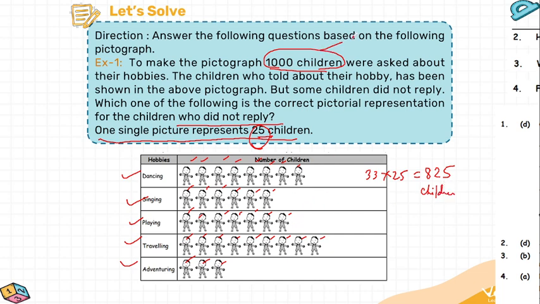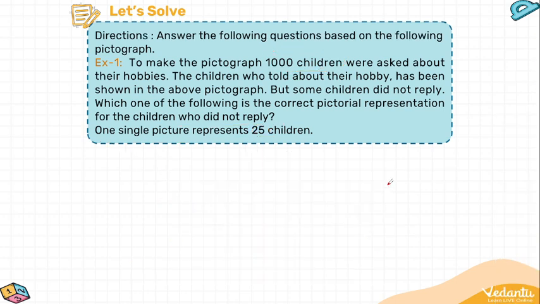Now, how many children were there? 1,000. So, out of 1,000, only 825 children said that they have some particular hobby. So, if we subtract, 10 minus 5 is 5, 9 minus 2 is 7, 9 minus 8 is 1. That means 175 students were there who were interested in none of them. Not dancing, singing, playing, traveling, adventuring, nothing. They were not involved in any of them. Alright.